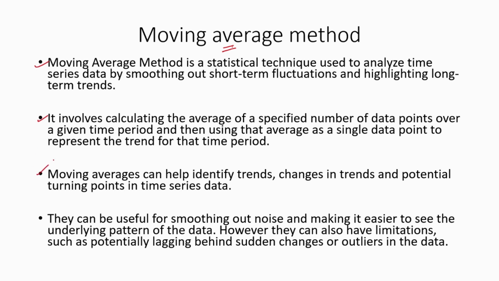Moving averages can help identify trends, changes in trends, and potential turning points in time series data. They can be useful for smoothing out noise and making it easier to see the underlying patterns of data. However, they can also have limitations, such as potentially lagging behind sudden changes or outliers in the data.